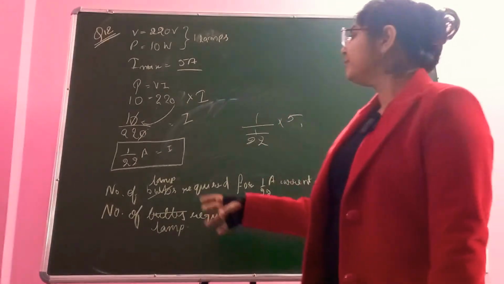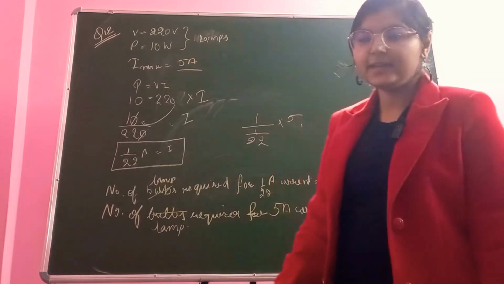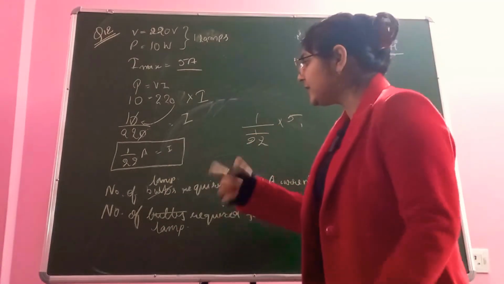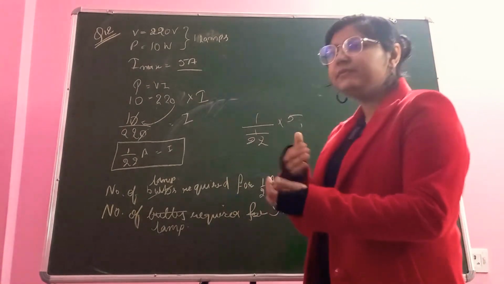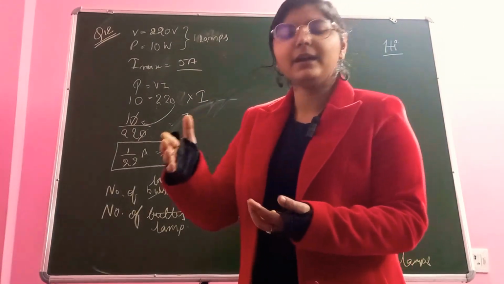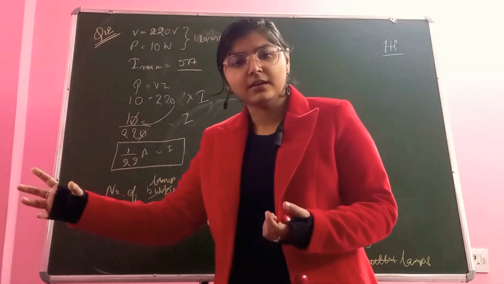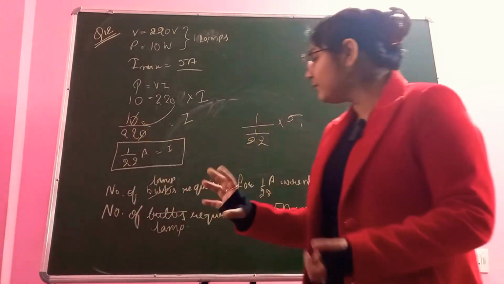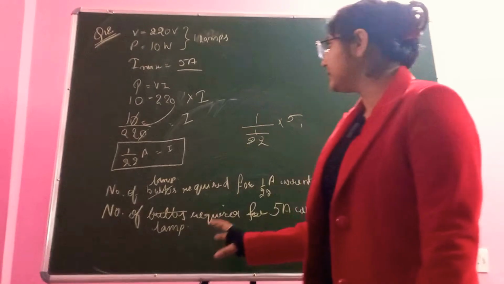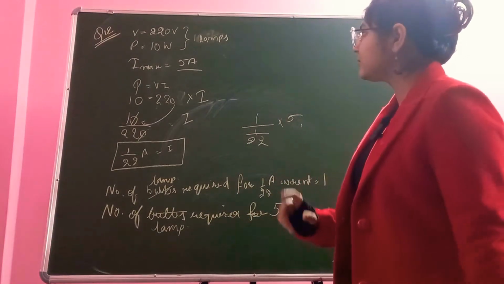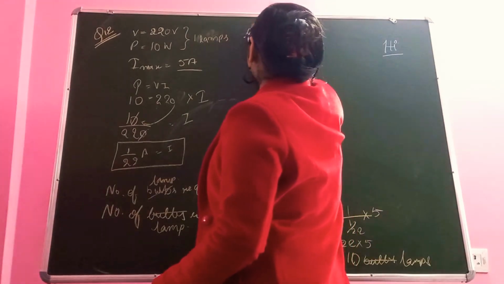So what should we do? First we calculated the value of current for one bulb, right, and after that we used our unitary method, that if this much current is required, if this many bulbs are needed for this much current, then what will be the number of bulbs required for the maximum current. So this is how we did this question. Let us move on to the next question, which is question number 13.